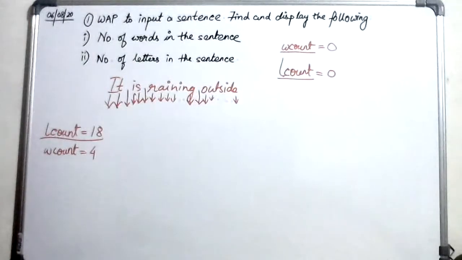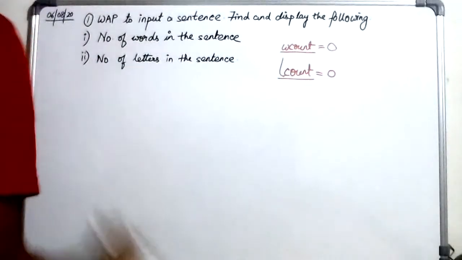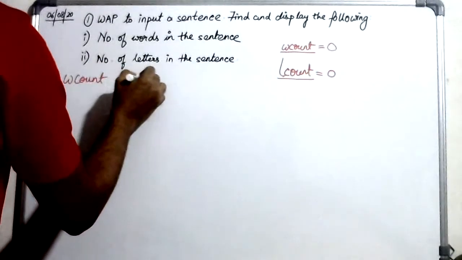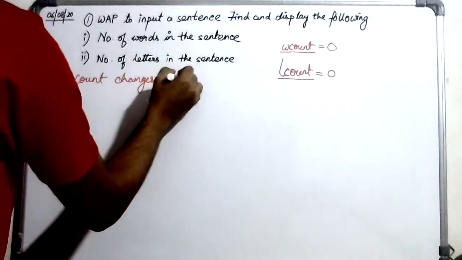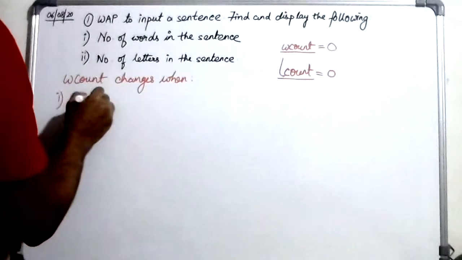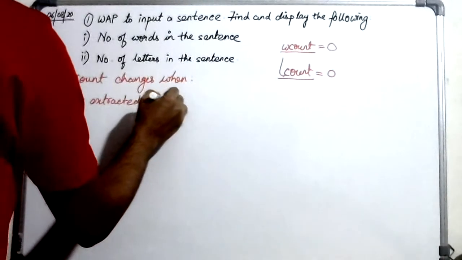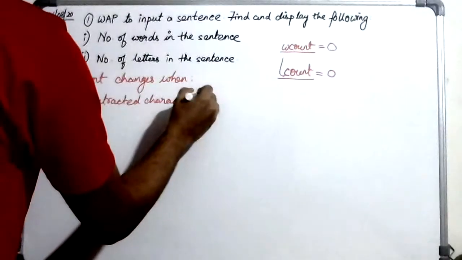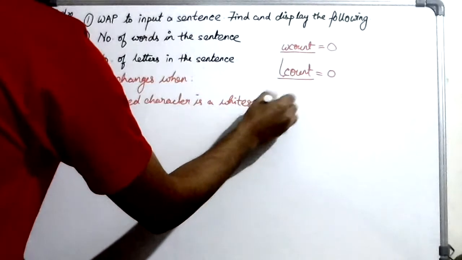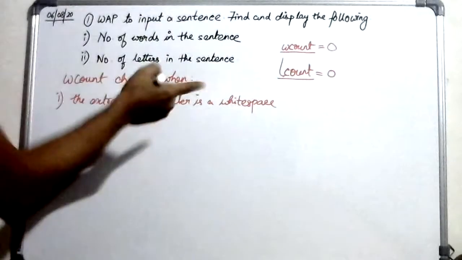So I'm going to rub this off. W count changes when, first point, the extracted character is a white space. So W count will be incremented by 1 when the extracted character is a white space.